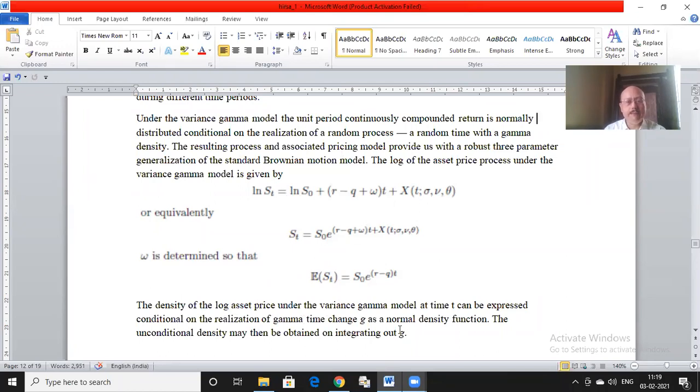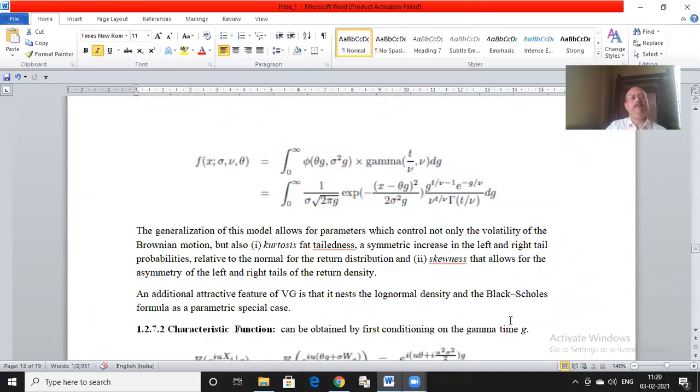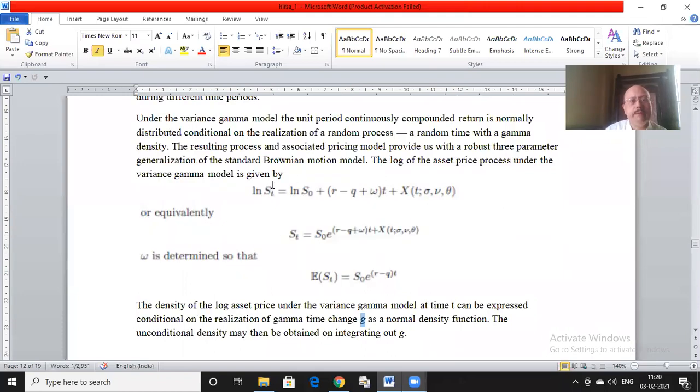The density of the log asset price under the variance gamma model at time t can be expressed conditional on the realization of gamma time change G. So let us use the symbol small g for the gamma density. So we'll condition on small g. Conditional on the realization of gamma time change G, it is a normal density function. So the conditional density will be a normal density, phi. And then we will find the unconditional density, as I said, by integrating out G. That will be our strategy for the evaluation. So this is the density part. So the density denoted by small f for X, X is of course capital X.